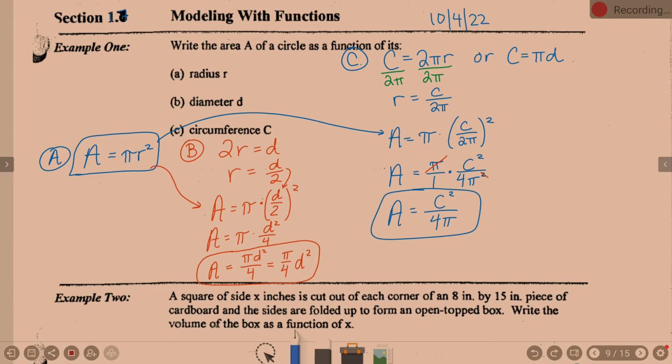There are times where there's importance to being able to take a formula we know and make it so that it's useful for us. If you're provided the circumference and you need to find the area, well, here's an option. The other option would just be trying to find the radius and then plugging the radius in, but there's an option. Okay?